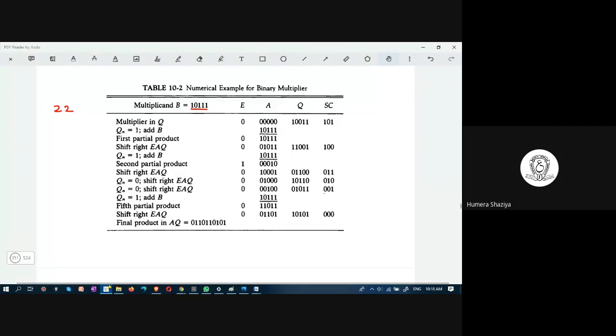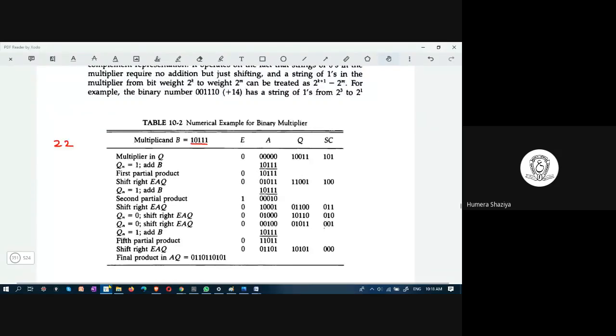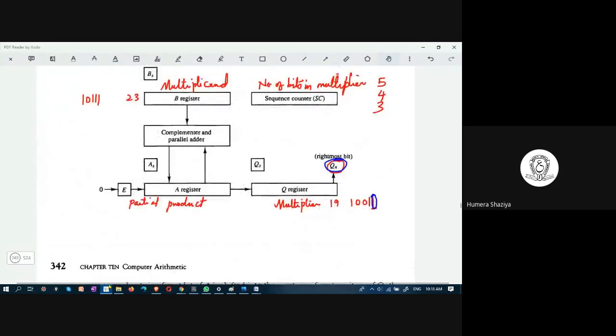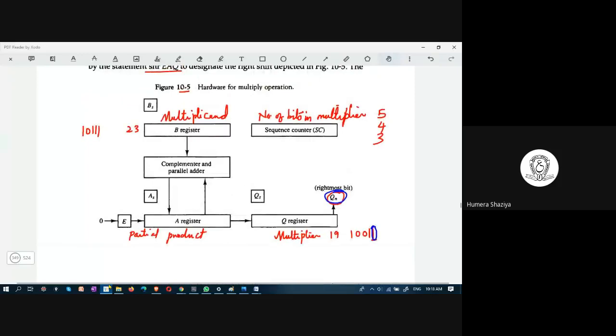Where is the multiplier? The first column denotes the type of operation. The second column is E, the extended bit. The extended bit to the accumulator is E. Q is the multiplier. B is the multiplicand.